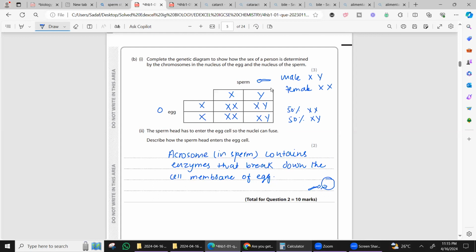If the other X-containing egg combines with an X-containing sperm, it will also make a daughter. If a Y-containing sperm fertilizes the egg containing X, it will make a son. And similarly, X and Y combine to make a son. So there is a 50% chance of having a daughter and a 50% chance of having a son.